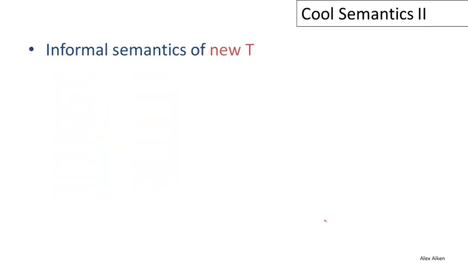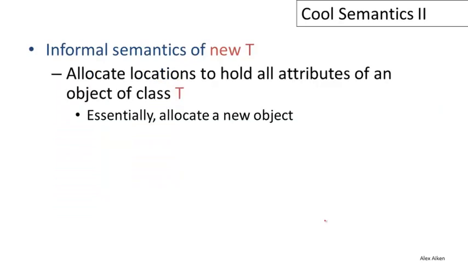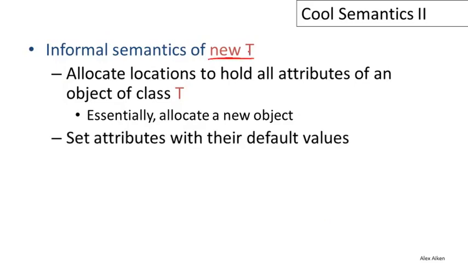We'll begin by giving an informal discussion of what happens when a new object is allocated in COOL. The first thing that has to happen is we have to allocate space for the object, and essentially that means having enough space for the object's attributes. So we're going to have to allocate a location for every attribute of the object of class T if what we're doing is allocating a new T object. Then we're going to set the attributes of that object to their default values, and in a few minutes we'll say what the default values are and why we need to set the attributes to defaults.